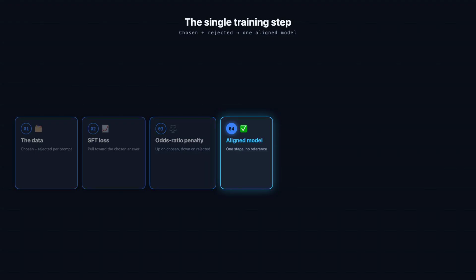Put those together and you get one model out of one stage. No reference model to load, no second training run to schedule. The result is an aligned model produced by a single combined objective.